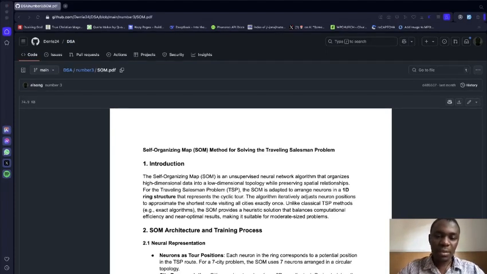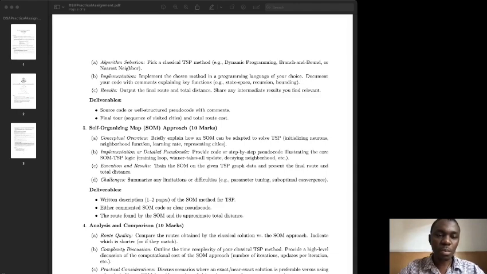Now, on our next thing, we are required to just provide step-by-step pseudocode, really step-by-step pseudocode, and then also give the results. Okay.